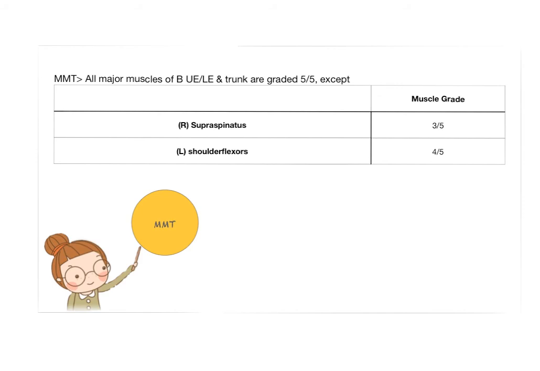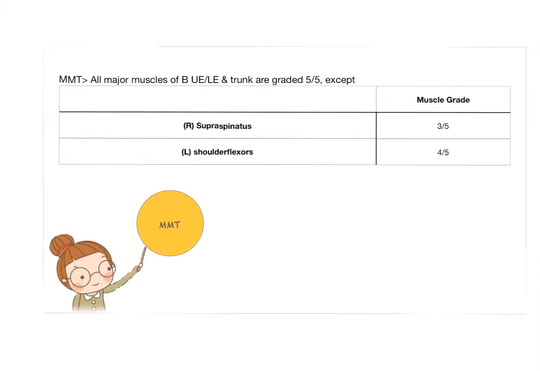Okay, for the MMT, you have here the MMT, which is the subheading, followed by the greater than sign. And then just like your range of motion, this one is a constant, so you always write the heading. All major muscles of bilateral upper X, lower X, and trunk are graded 5/5 except, so all muscles that are not graded 5/5 are already considered abnormal.